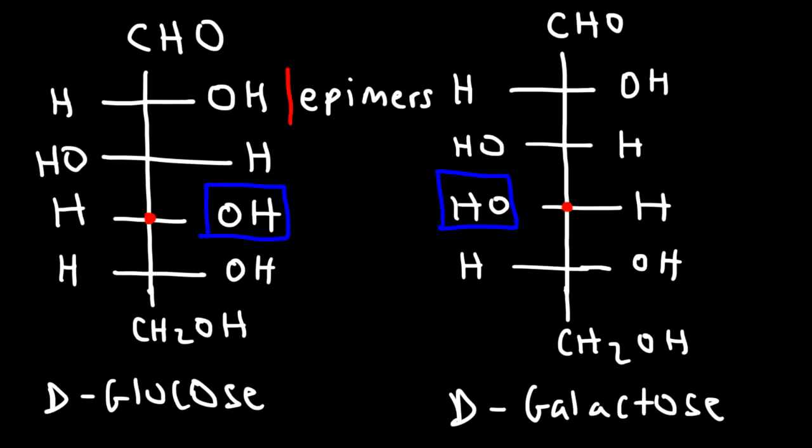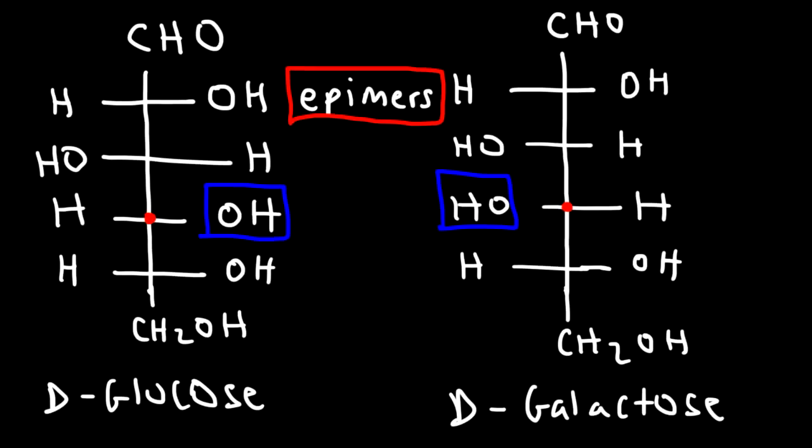Epimers are diastereomers that differ only at one chiral center. Now, in order to have diastereomers, the two molecules have to differ at at least one chiral center or more, but not all of them. But in the case of an epimer, they can only differ at exactly one chiral center.